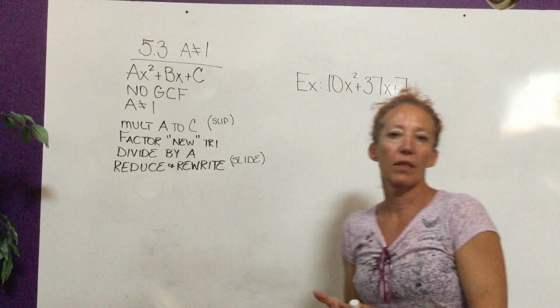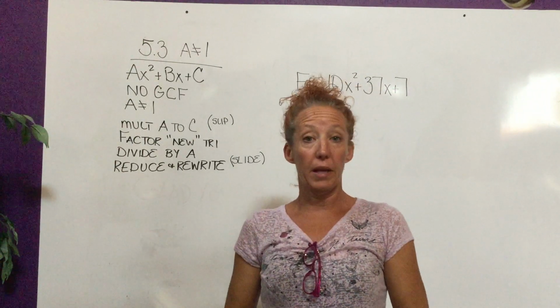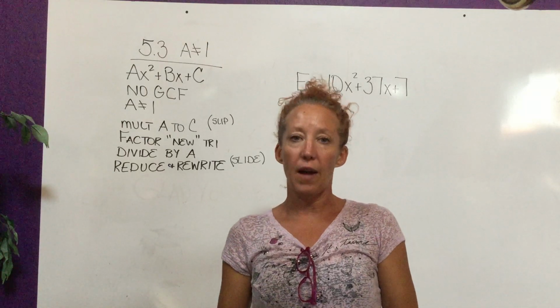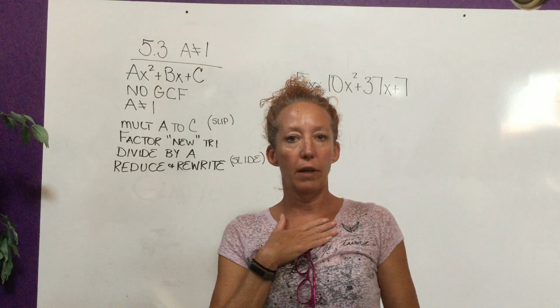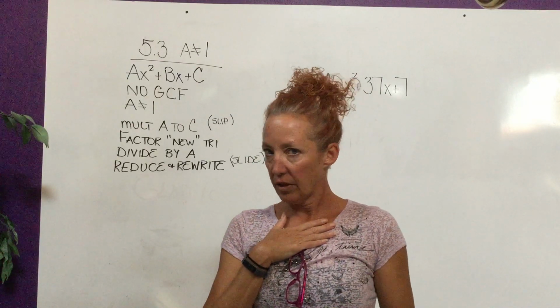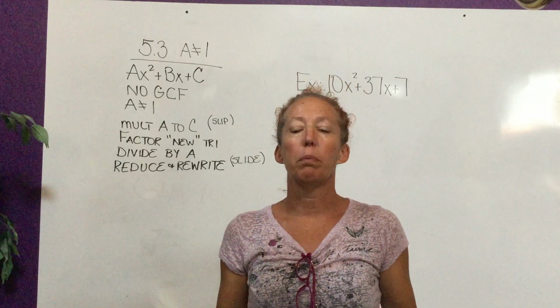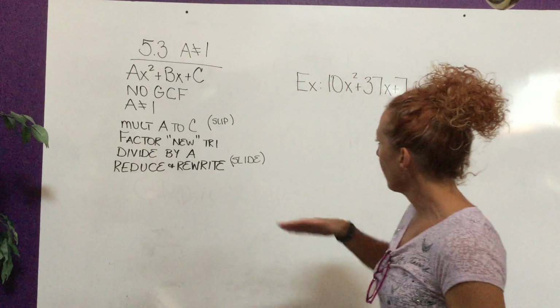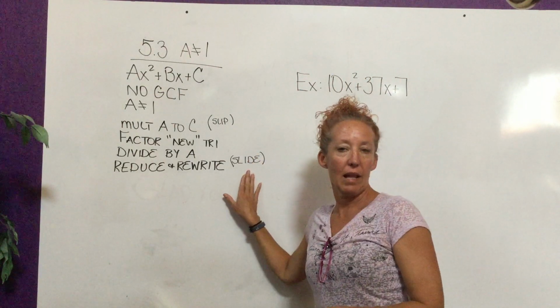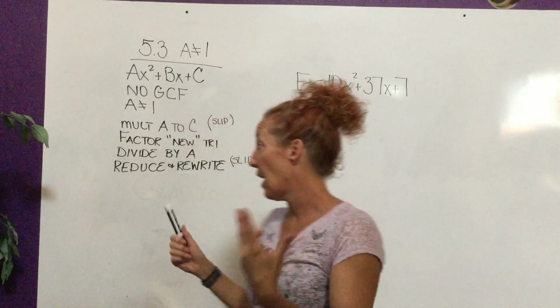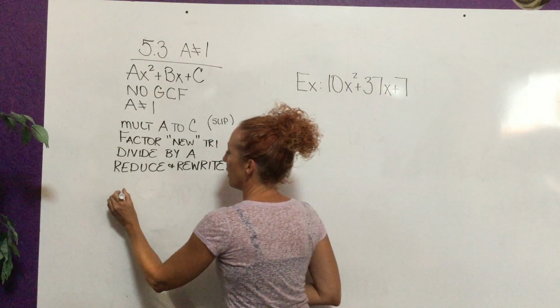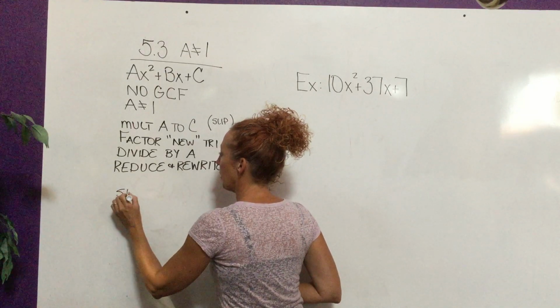So 5.3 is one of the more complicated types of factoring that exist. And I'm going to show you one way to accomplish this type of factoring. There are multiple methods out there. My way is called the slip and slide method. I've also heard this type of factoring called split the middle term.